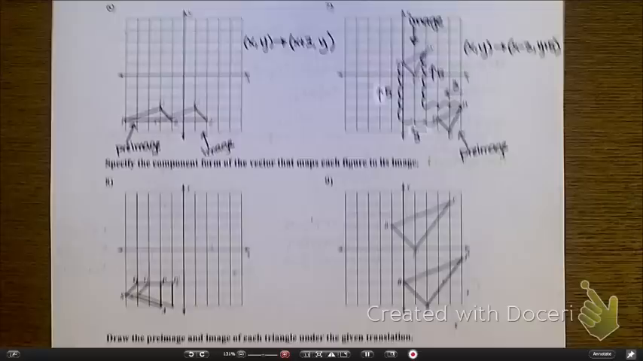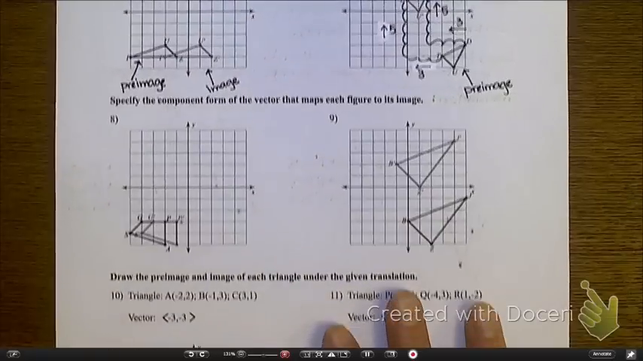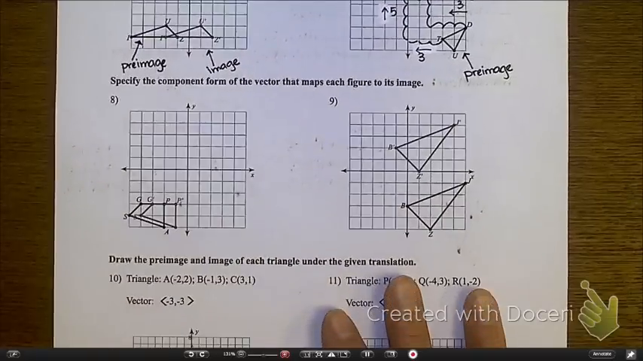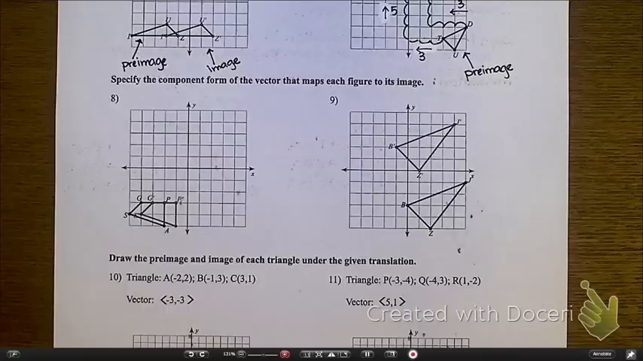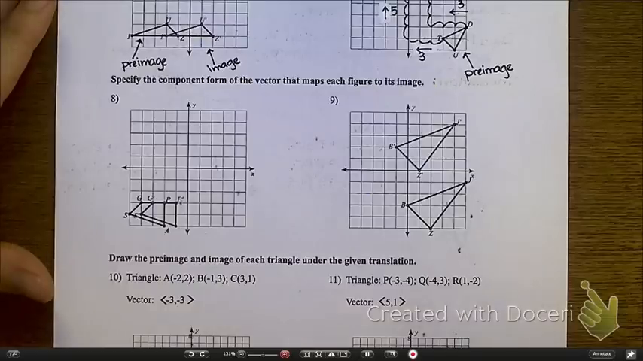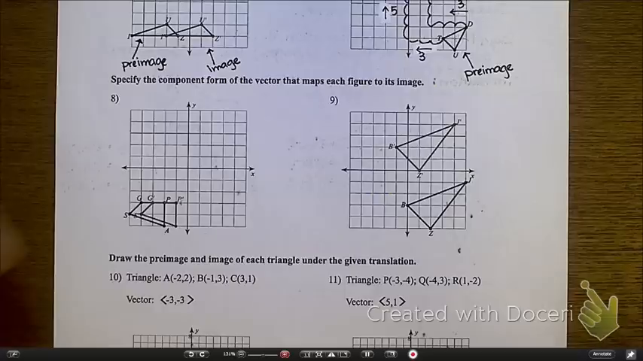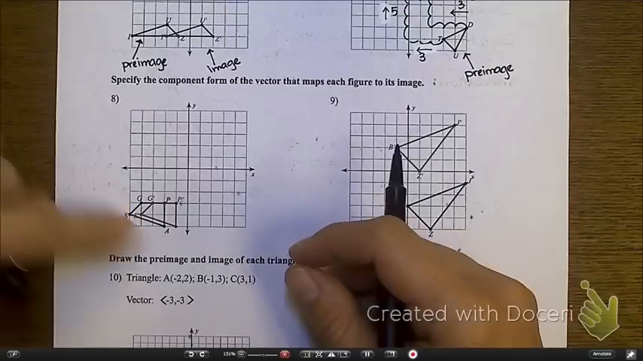Okay, let's go ahead and take a look at numbers 8 and 9. It says specify the component form of the vector that maps each figure onto its image. So this time what we're doing is we're trying to write down the component form of the vector. Now, the component form of the vector is basically a shortened version of the coordinate rule. Instead of writing the x and the y, we just write the numbers that we're moving, like -3, 5 would mean left 3, up 5. So let's take a look at this one here.